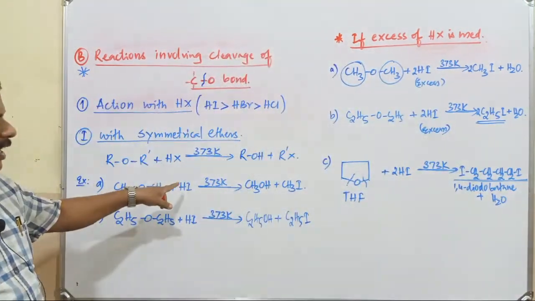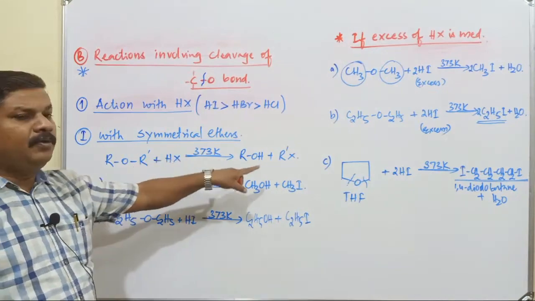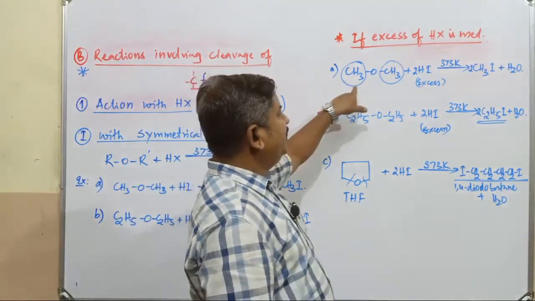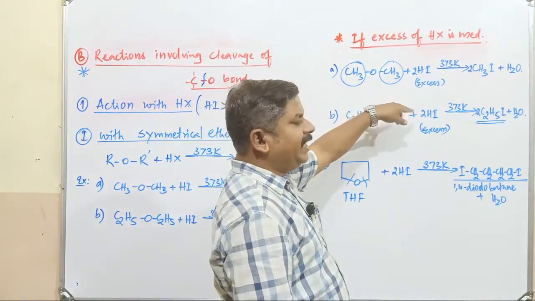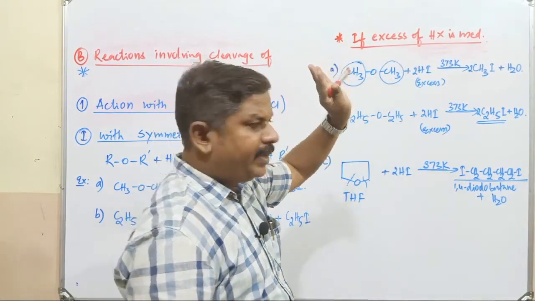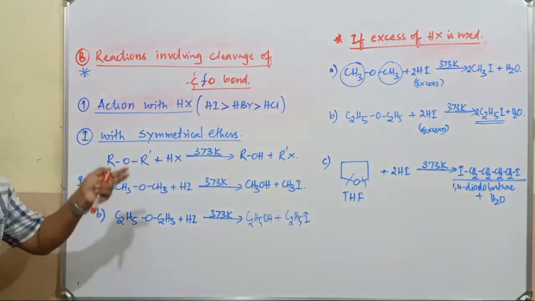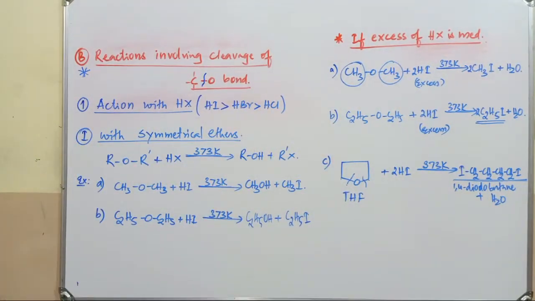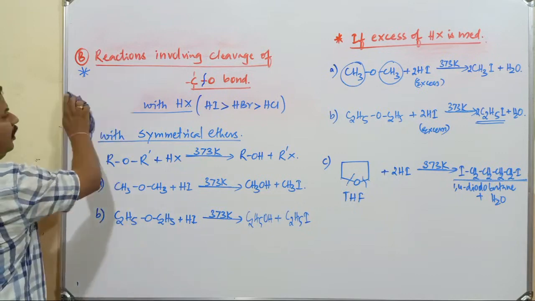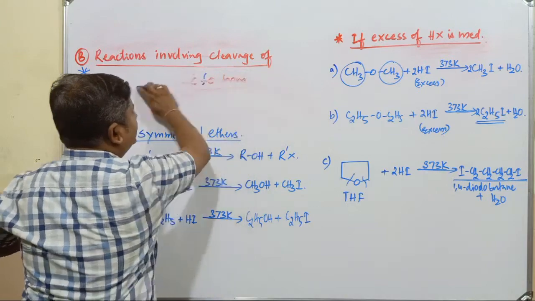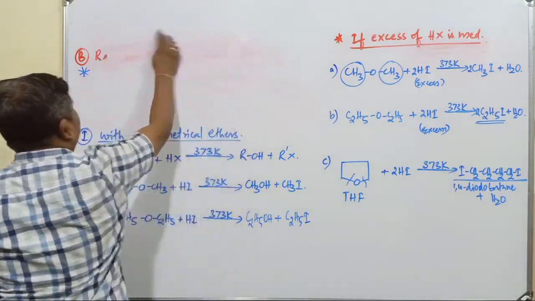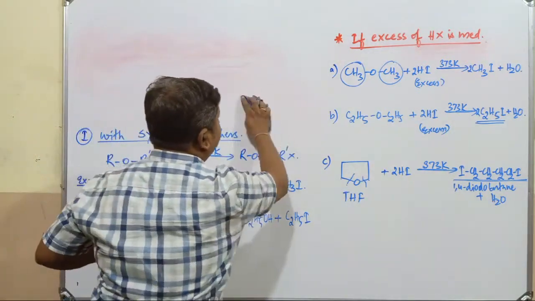So totally very simple. With 1 mole of hydrogen halide, 1 alcohol and 1 alkyl halide are formed. With an excess amount of hydrogen iodide, even the alcohol gets converted into halide, so 2 moles of alkyl iodide are formed. Note this down first: this is with symmetrical ether. Now, I will write that reaction here itself to compare symmetrical and unsymmetrical ethers.